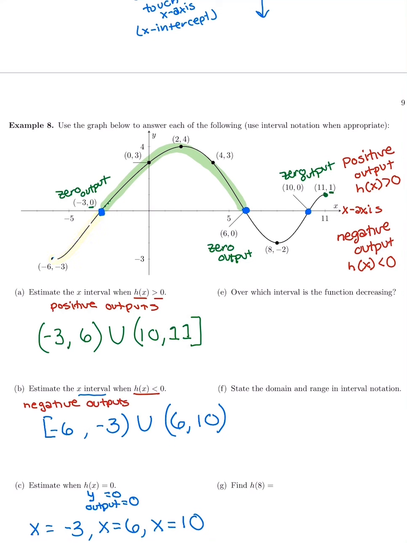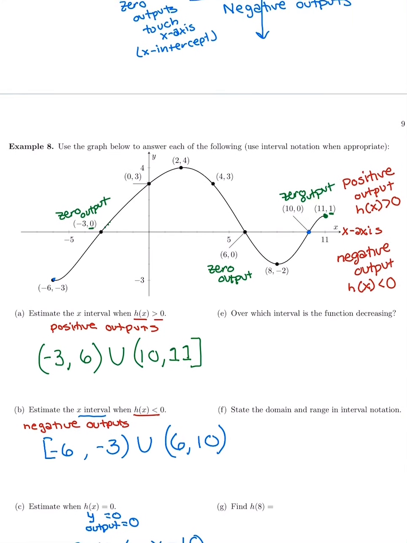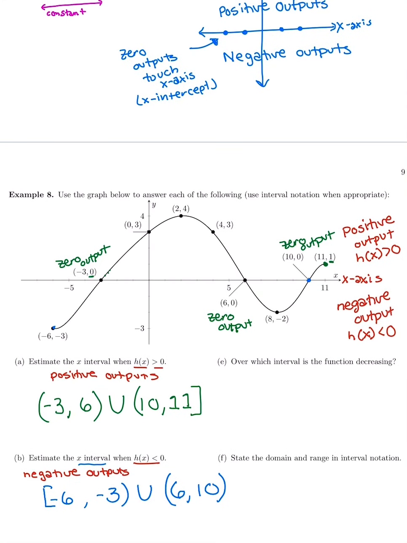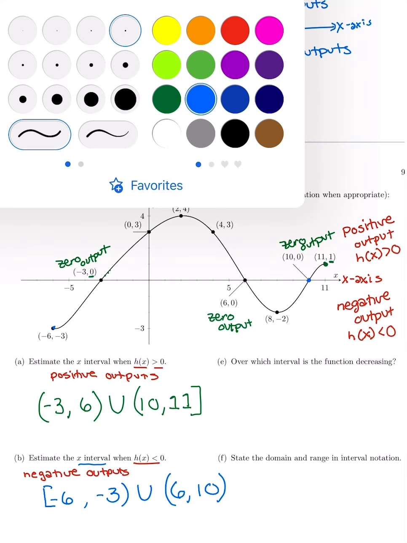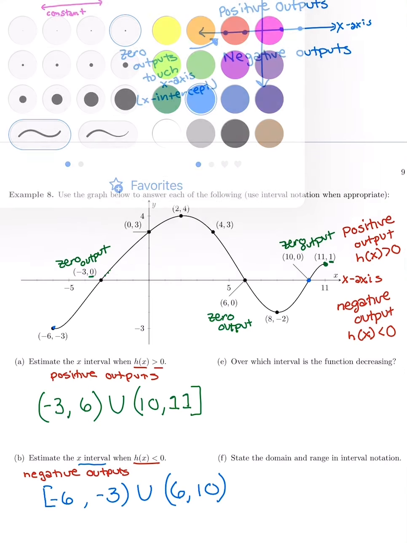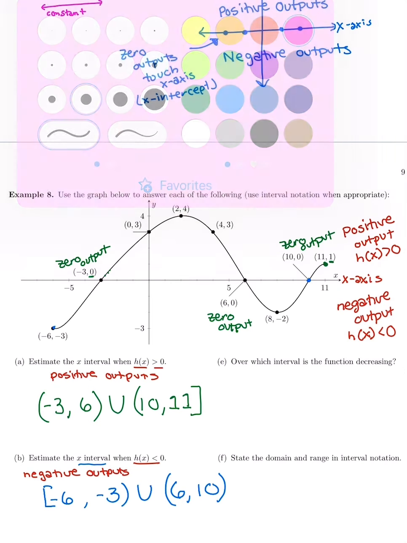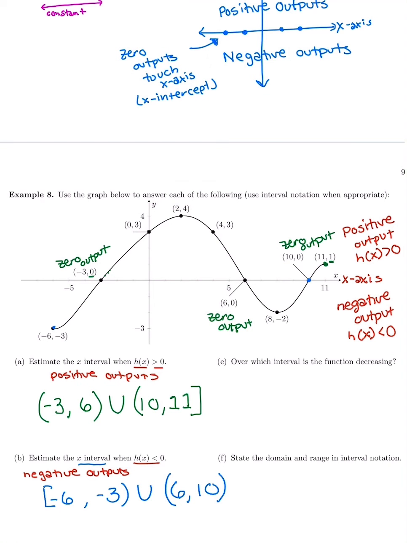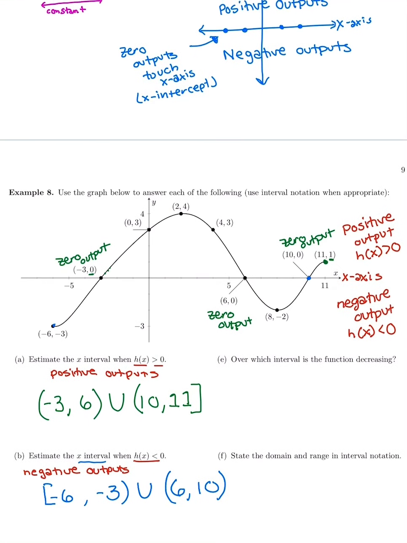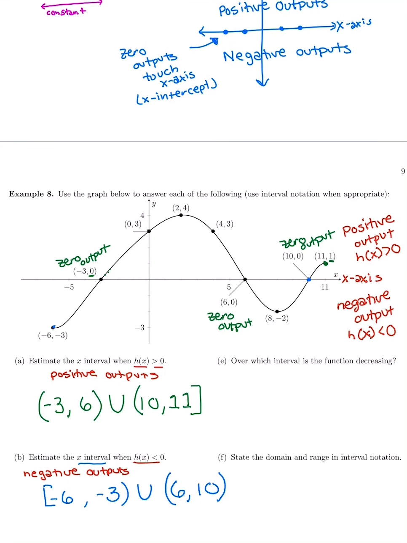And now we're going to completely switch gears and look at this other part, increasing and decreasing. So increasing and decreasing doesn't have to do with position on the graph. It doesn't have to do with being above or below the x-axis. It has to do with rising versus falling. So we're going to label this as increasing and decreasing because the next part says where is the function decreasing.